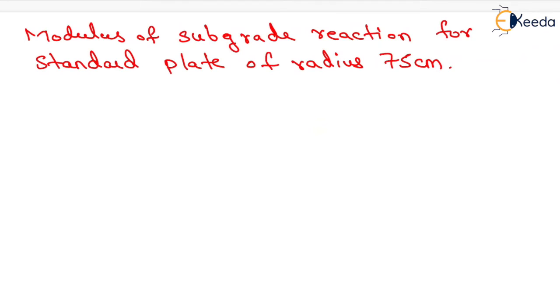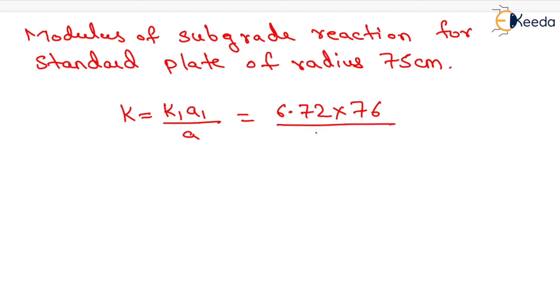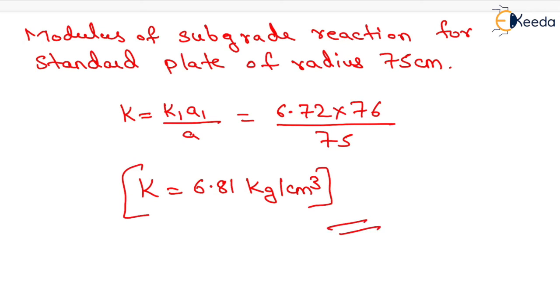Now we have to calculate the modulus of subgrade reaction for the standard plate of radius 75 cm. So the formula will be K equals K1 A1 upon A. The value of K1 is already calculated as 6.72, the value of A1 will be equal to 76, and the value of A will be equal to 75. On solving this, we will have the value of K equals 6.81 kg per centimeter cube. That will be the complete solution of this numerical.